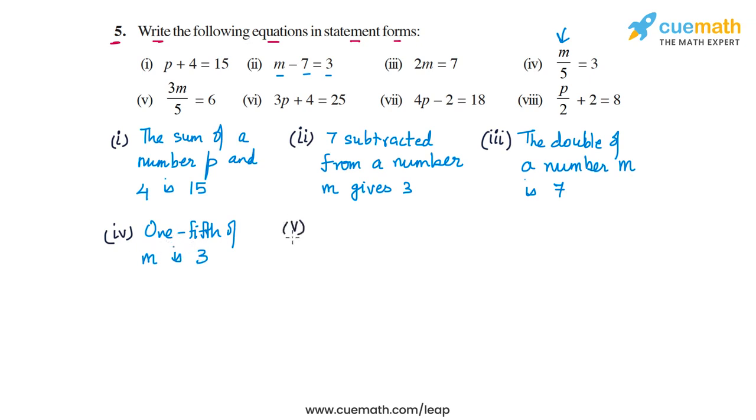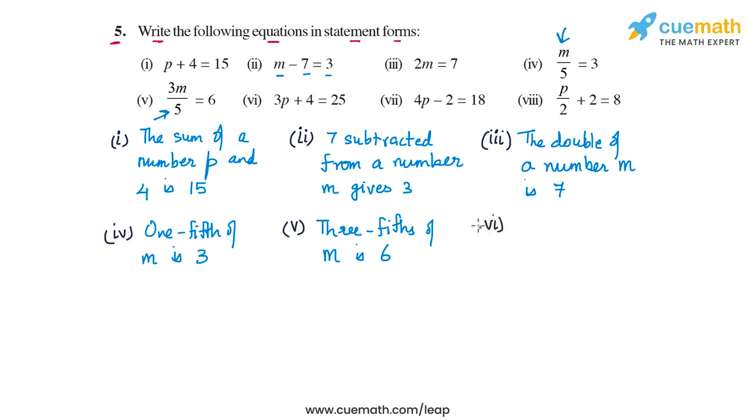In part 5, the equation is 3m by 5 equal to 6. So we could refer to 3m by 5 as 3/5 of m. So we could say 3/5 of m is 6. So this is a statement form for the equation in part 5.